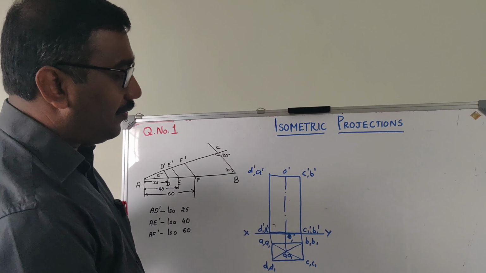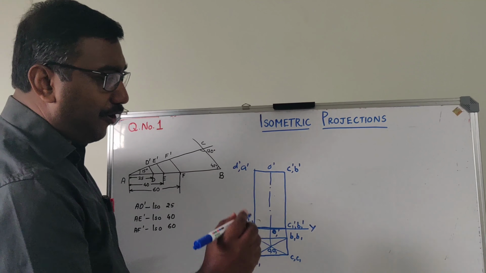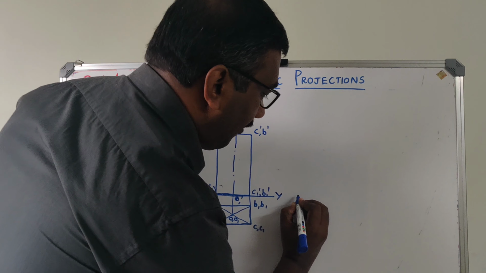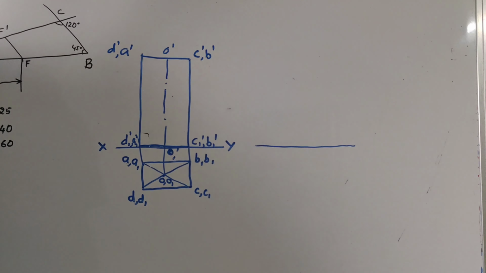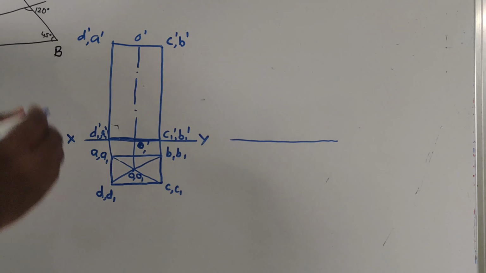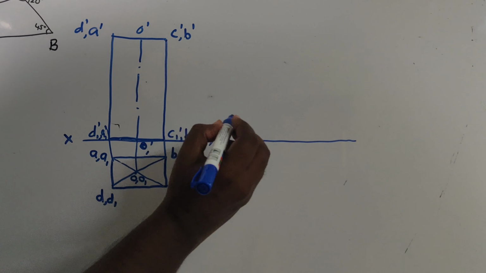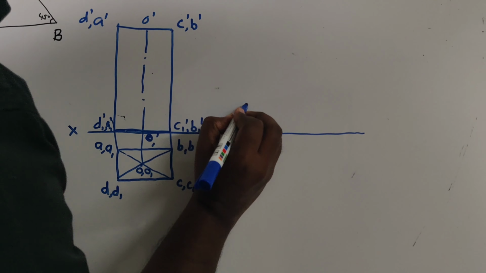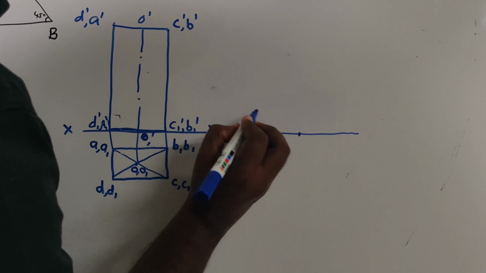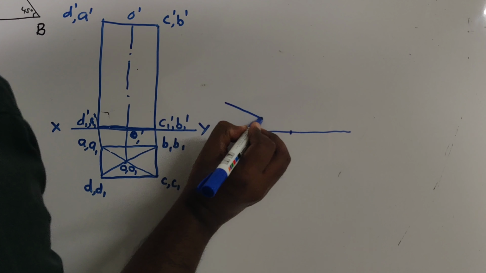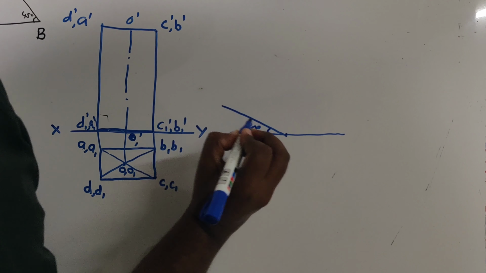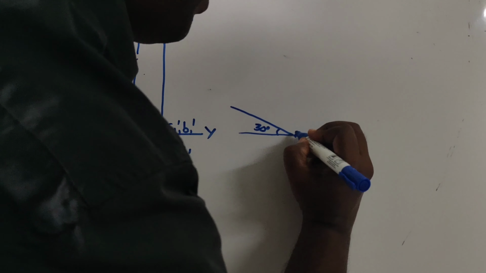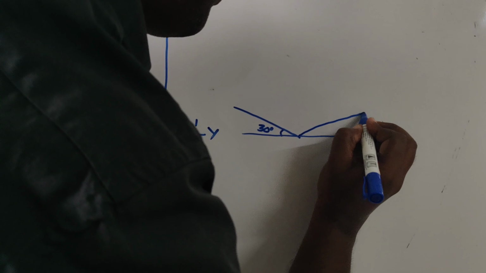Next we have to draw the isometric projection. For drawing the isometric projection, first of all you have to draw a horizontal line. Then, as we have seen in the last class, you can have a line which is inclined at 30 degree to this particular line. So this inclination is 30 degree. Similarly, you can have another line which is inclined at 30 degree.